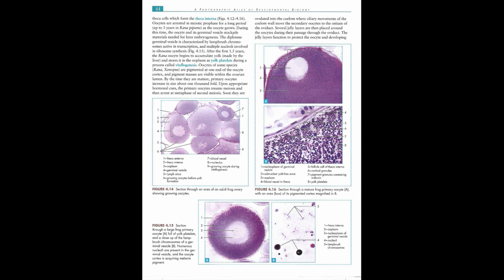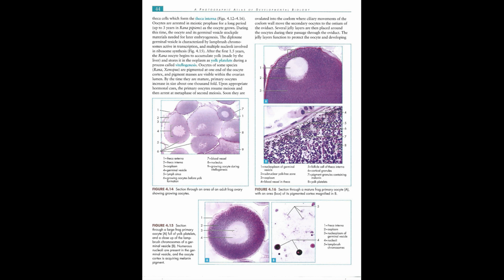Upon appropriate hormonal cues, the primary oocytes resume meiosis and then arrest at metaphase of second meiosis. Soon they are ovulated into the chylome where ciliary movements of the chylome wall move the secondary oocytes to the ostium of the oviduct. Several jelly layers are then placed around the oocytes during their passage through the oviduct.